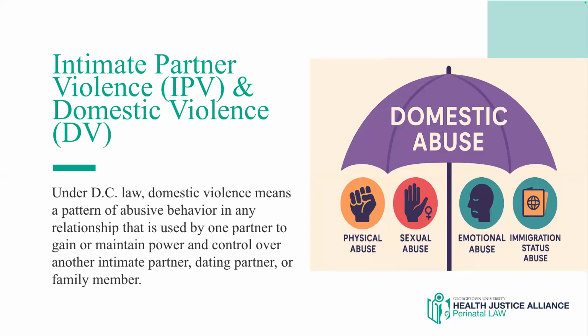We'll start with intimate partner and domestic violence. Under DC law, domestic violence or intimate partner violence is defined as a pattern of abusive behavior in any relationship that is used by one partner to gain or maintain power and control over another intimate partner, dating partner, or family member. This pattern of behavior may include physical violence, coercion, intimidation, isolation, or other forms of abuse to control and change the behavior of the other partner.